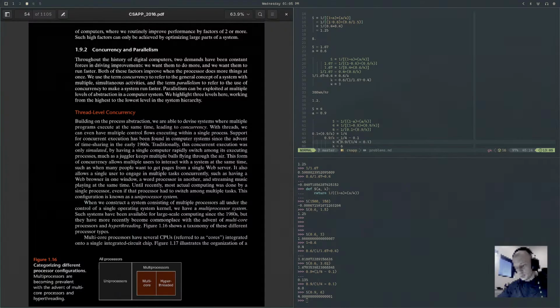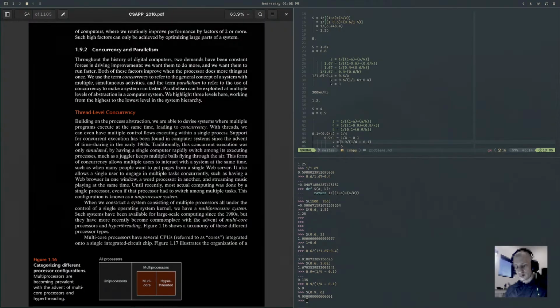Parallelism can be exploited at multiple levels of abstraction in a computer system. You might highlight 3 levels here, working from the highest to the lowest level in a system hierarchy. Thread level concurrency: building on the process abstraction, we are able to devise systems where multiple programs execute at the same time, leading to concurrency. With threads, we can even have multiple control flows executing within a single process.